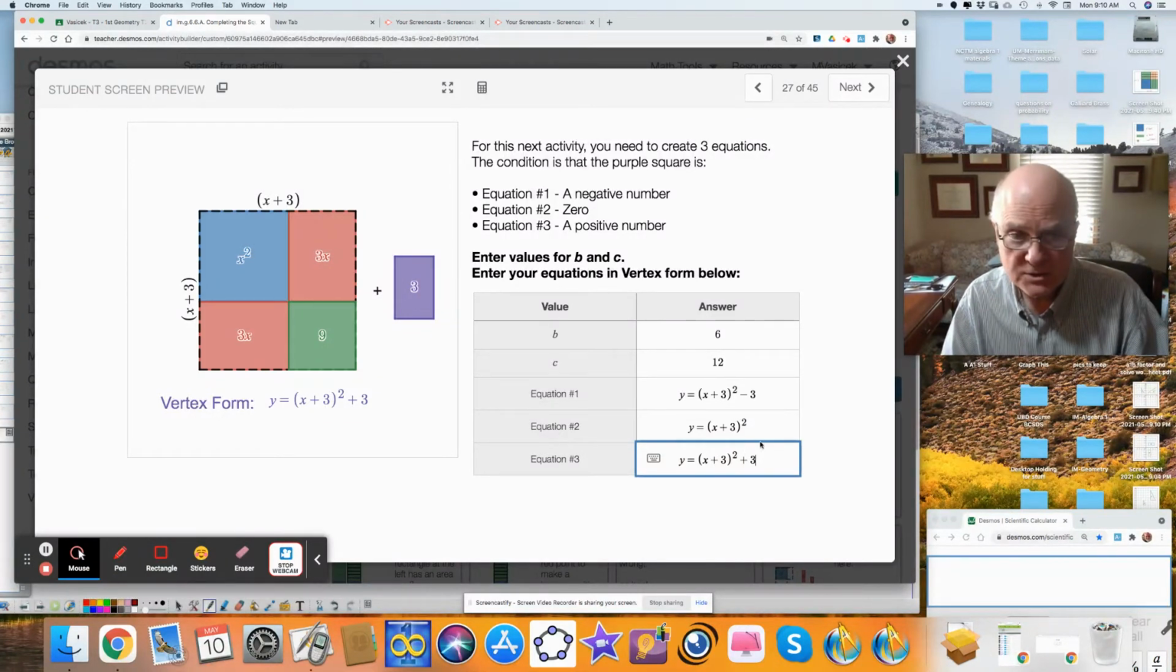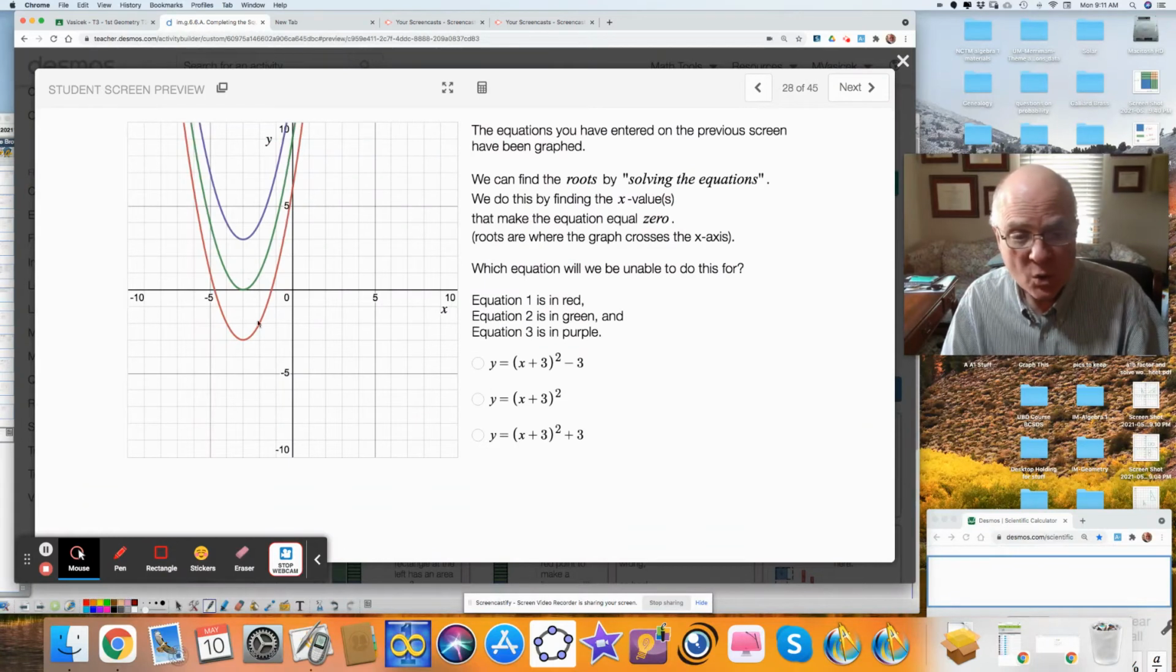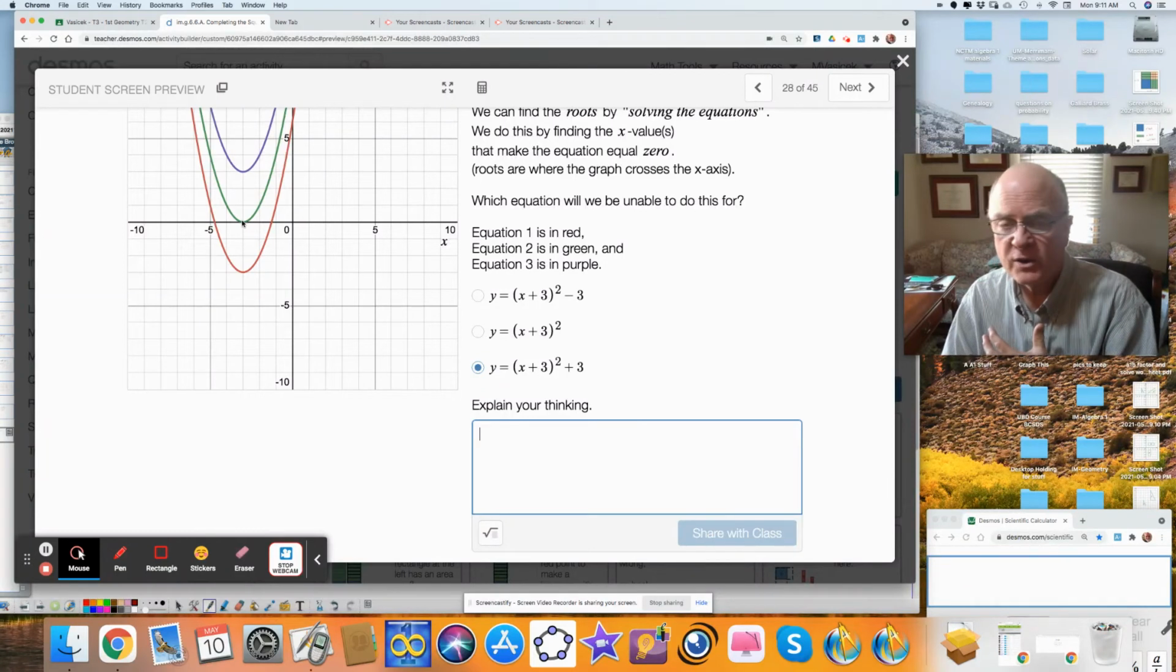These 3 equations. One has where I'm adding 0 to it, one I'm adding a negative number, and one I'm adding a positive. And when we look at the graphs of these 3 things, which one would give us no roots? That is, where it doesn't cross the x-axis at all. That would be the purple one. And the reason it doesn't have any roots, the roots are where the y value is 0.